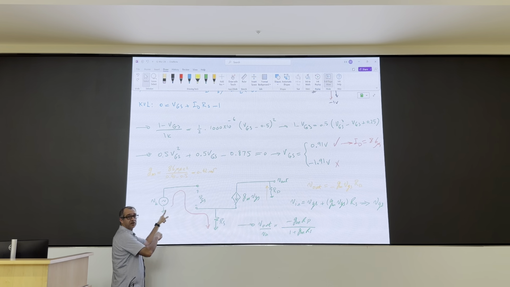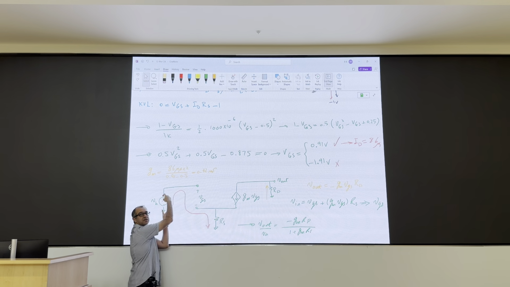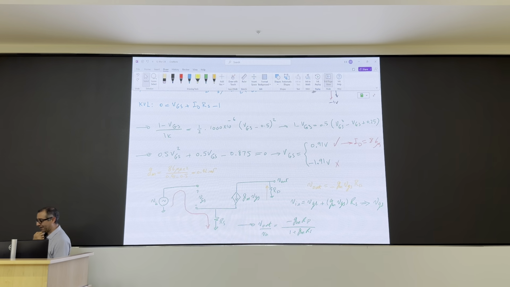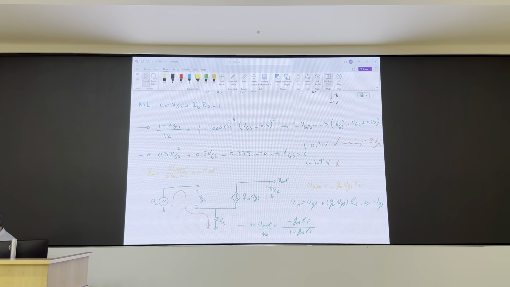Okay, so I start from here. Minus V in plus VGS plus ID RS should be zero. It's easy because it's an open circuit. V in is just VGS plus the RS current and stuff. Okay, so that's how we use the small signal model.